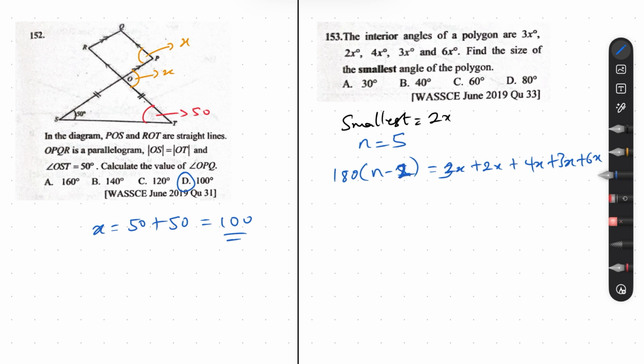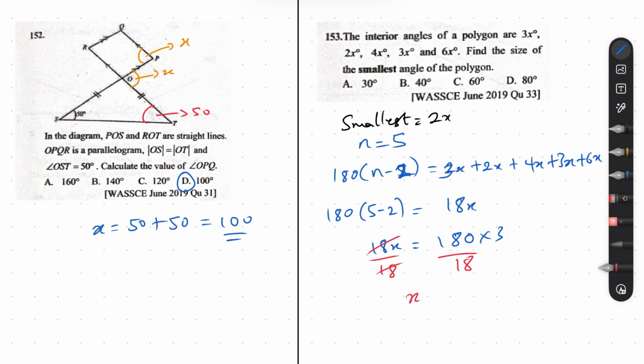So we have 180 times 5 minus 2, which gives us 3x plus 2x, that means 5x, 9x, 12x, 18x. So we have 18x equal to 180 times 3. We can divide both sides by 18. 18 will cancel out. So we have x equal to 10 times 3, which is 30. So now this is the value of our x.